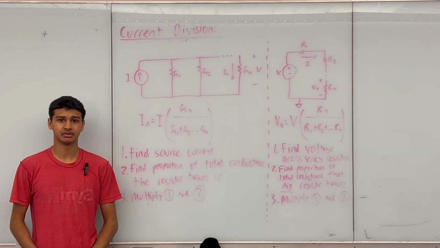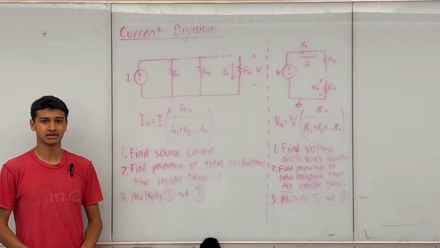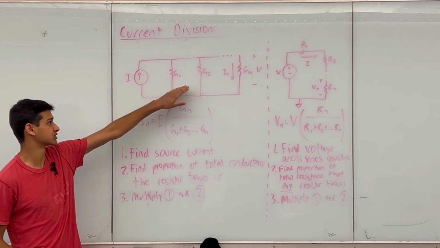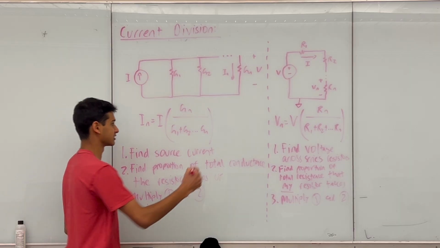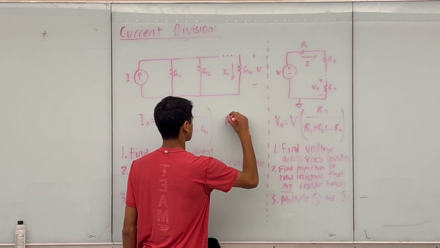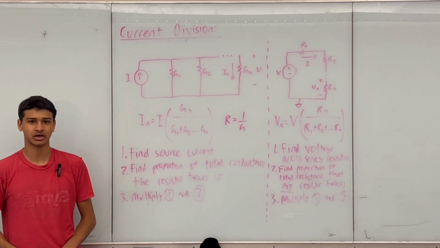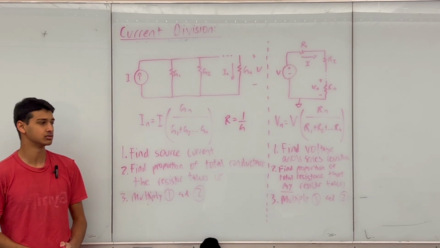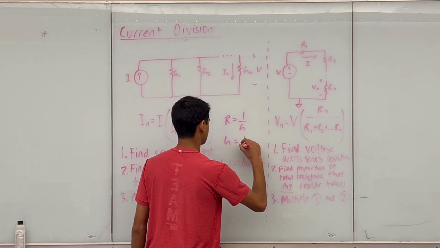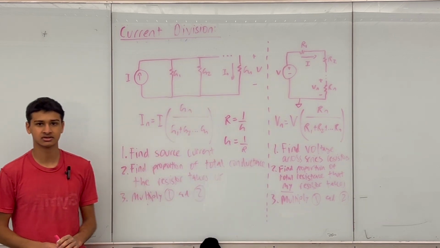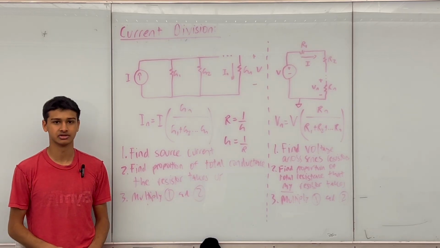One quick thing I wanted to mention about this way of thinking about current division is that it doesn't really work if you think about it in terms of resistances rather than conductance. And the reason for that is because, as I stated earlier, resistance is just 1 over conductance. So it's a really easy fix. If you have a bunch of parallel resistors, all you would have to do is convert them to conductances by taking the reciprocal. And if you convert all your resistors into conductances, then you can use this current division formula that I've made a little bit more intuitive here.